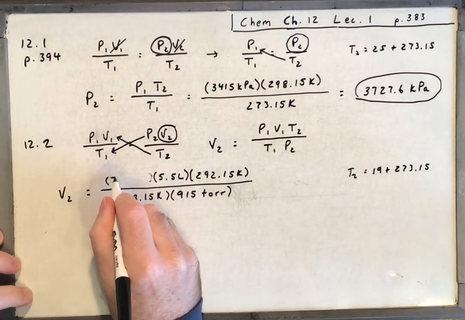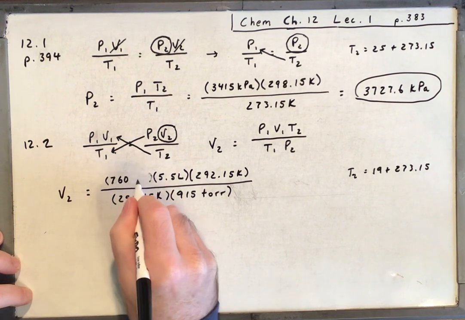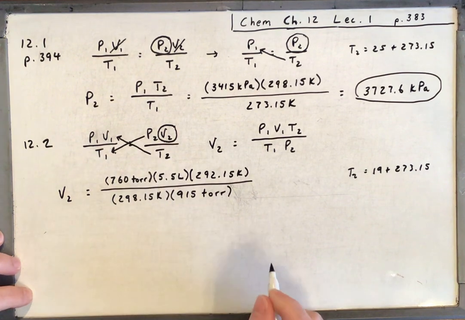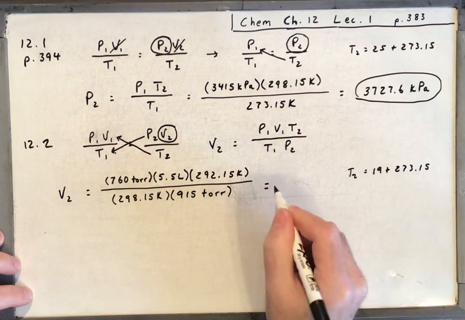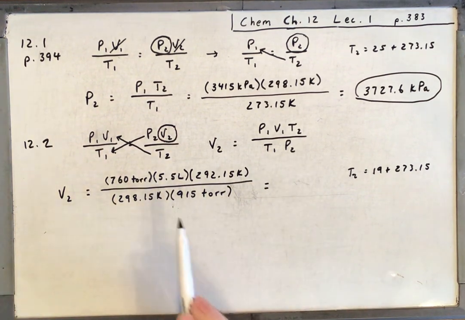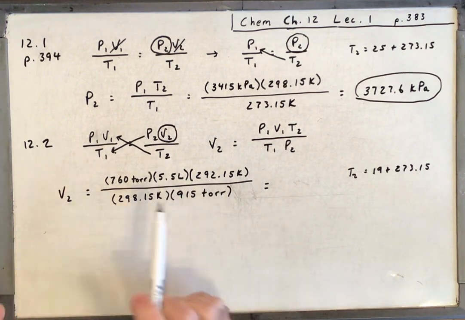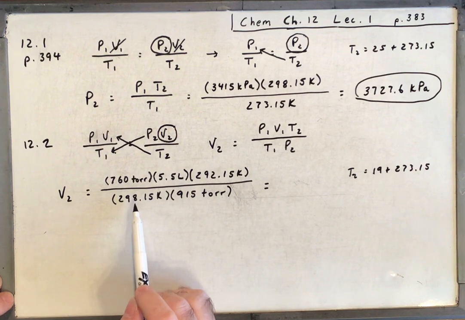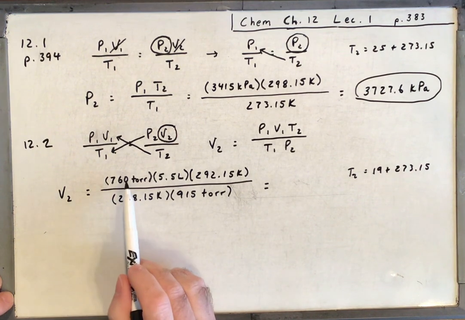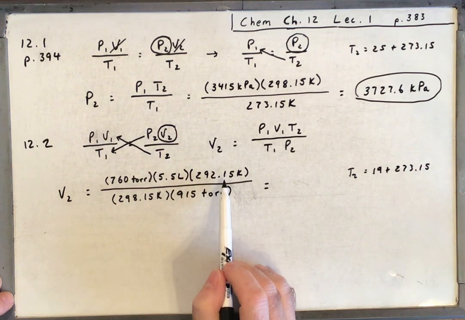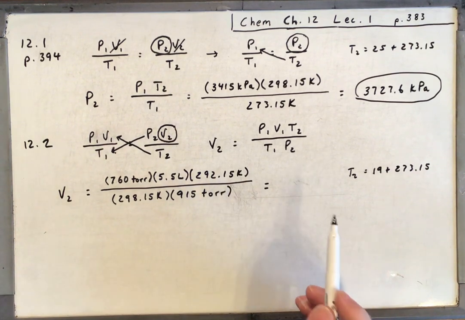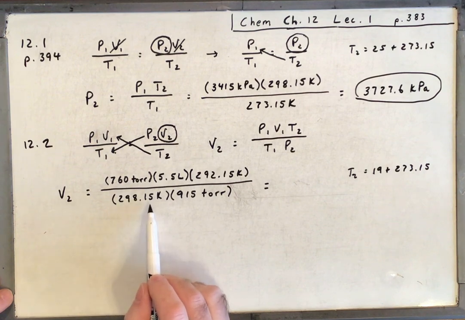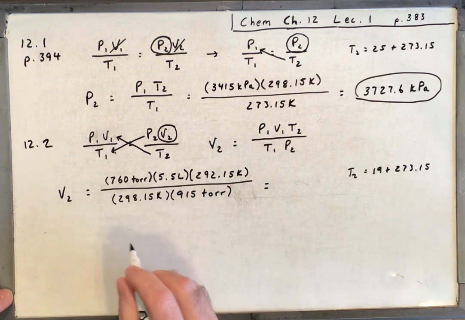If you did that, it'd be 915 divided by 760. But 1 atmosphere is equal to 760 torr. We have to have our pressure in the same units. So be careful putting this in your calculator. I'd probably do the numerator, multiply those 3 together, get an answer, and then divide it by the denominator. So it'd be 760 times 5.5 times 292.15, then hit equals, you'll have an answer, and then hit divided by, left parenthesis, 298.15 times 915.